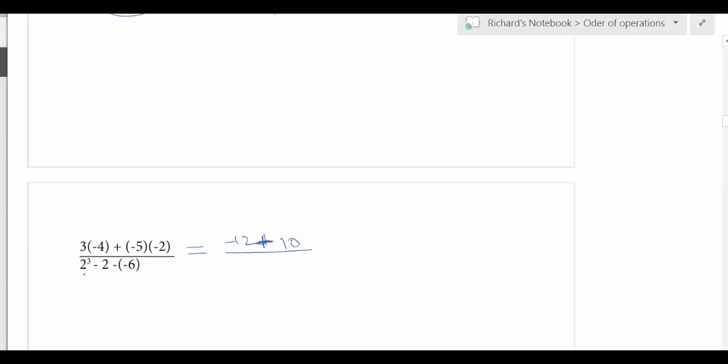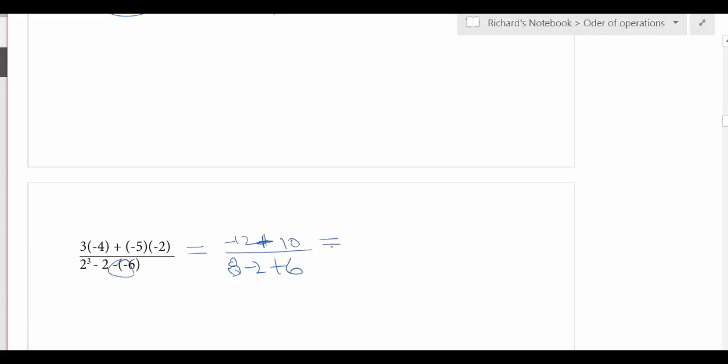In the denominator, well, we've got 2 cubed. 2 cubed is 2 times 2 times 2. Well, 2 times 2 is 4. Times another 2 is 8. So 2 cubed is 8. Minus 2. Oh, and there's a double negative. Minus 6, which makes it plus 6.